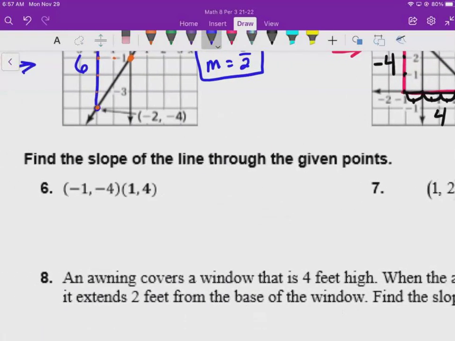All right, these are your favorite. Find the slope of the line. Here we go.